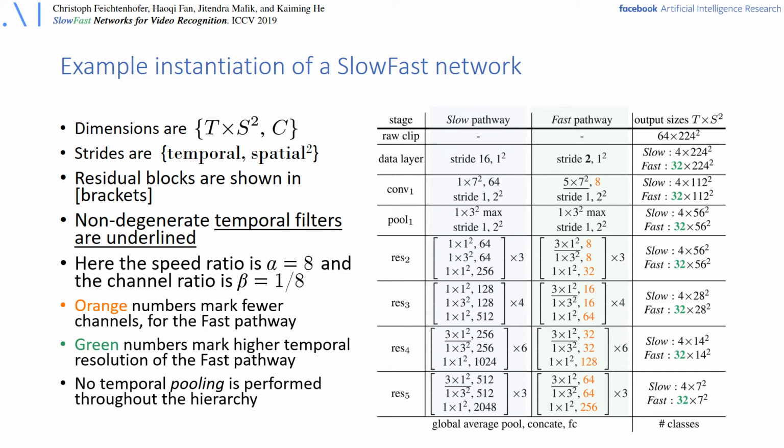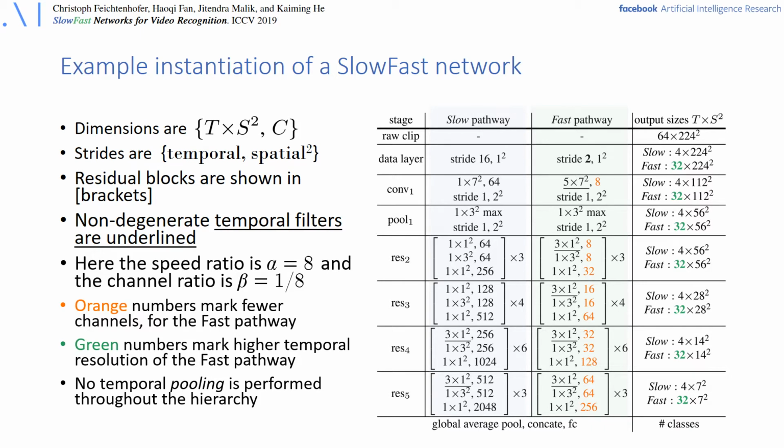Finally, what we show here is the output sizes of each stage. And you can see that the temporal dimension in the input is 64 frames, for example, times 224 squared spatial size. And then the slow pathway has 4 frames and the fast pathway has 32 frames. And this is held constant throughout the network, which means there is no temporal pooling applied throughout the network. And the spatial resolution is downsampled up to the last layer, where it's global average pooled and classified into the number of classes.